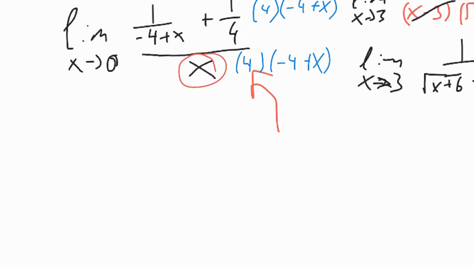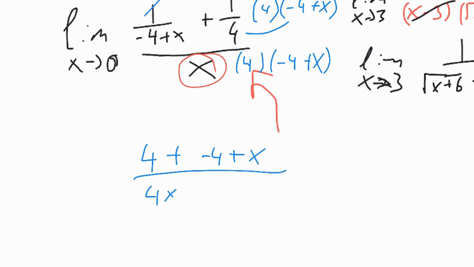We notice that for this fraction, we're going to end up canceling a denominator, being left with 1 times 4. So that would be a 4. And then when we multiply by right here, the 4's are going to cancel, leaving you with a plus negative 4 plus x. And then the denominator of the whole thing will just be all of it. So 4x and negative 4 plus x. Don't forget the limit.